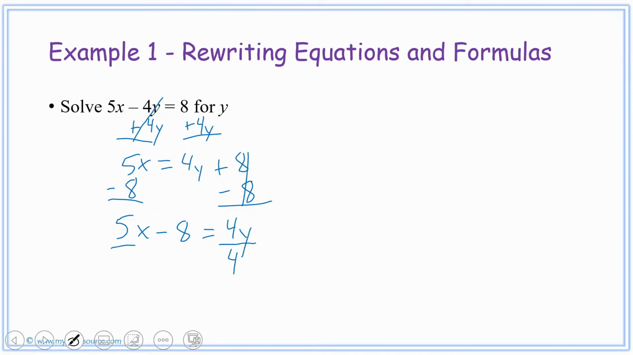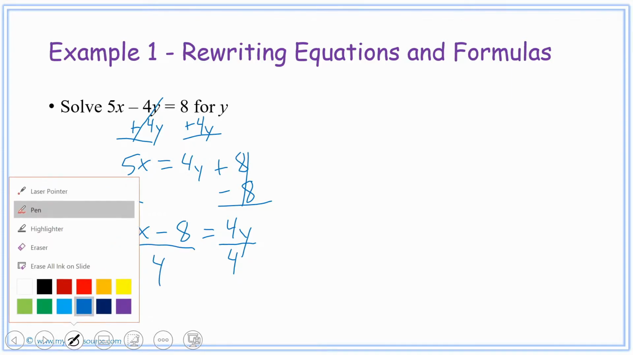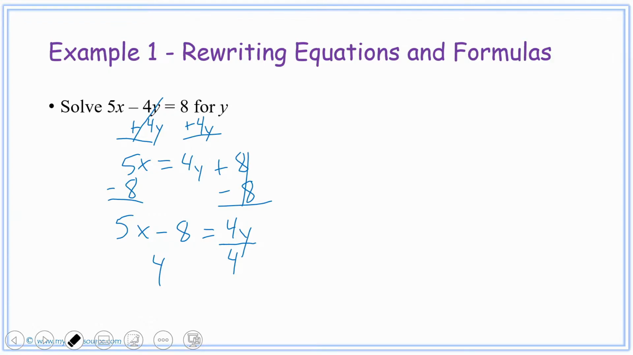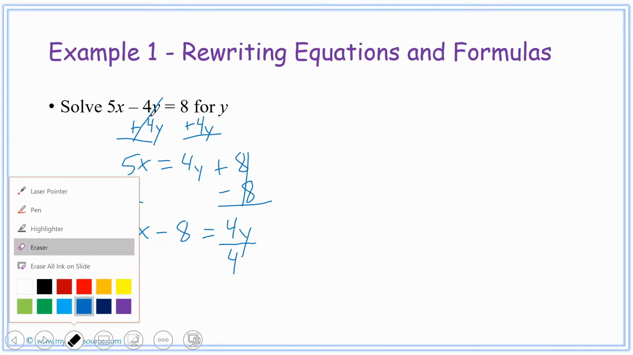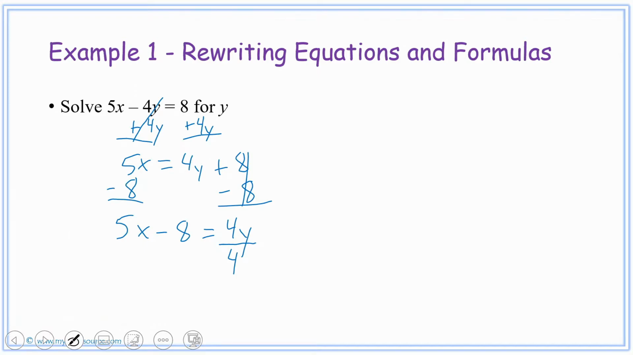Now I have the choice of dividing everything by 4, or what I can do is just divide each term by 4. Really the choice is yours at times, but sometimes based off of the question, you might have to do one or the other. So for this one, I'm just going to do individual. So I'll divide the 5x by 4 and the negative 8 by 4. And so on the right side, the 4's will cancel, and we're left with y on the right side. You can rearrange it if you want. And on the left side, we have 5 over 4 x subtract 8 divided by 4 is 2.